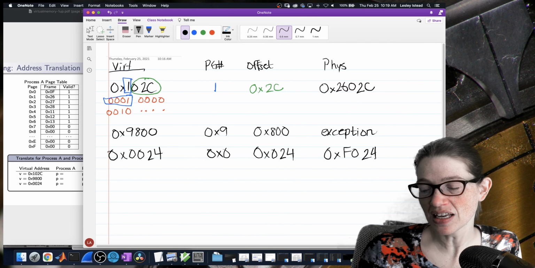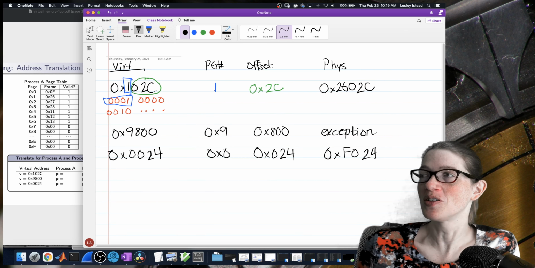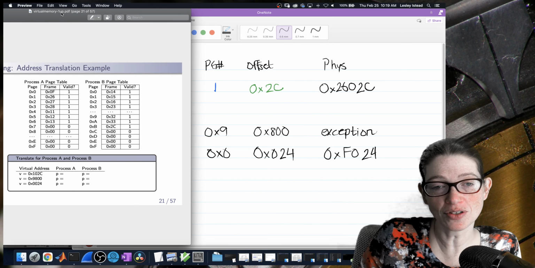But hopefully that makes good sense to you as to why doing this bit-based method is much easier than dividing and doing modulo with hex. All right. So there you go. Now you know how to translate.